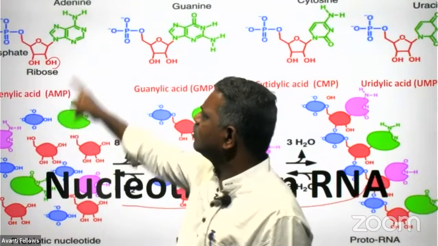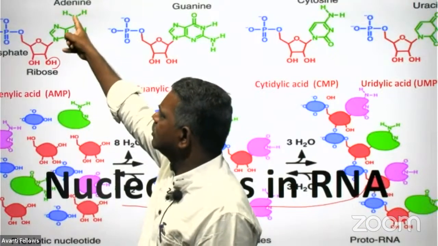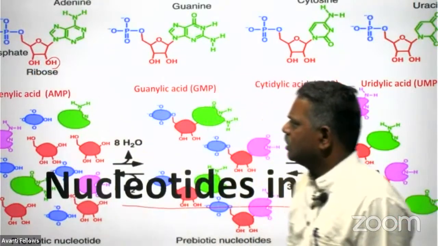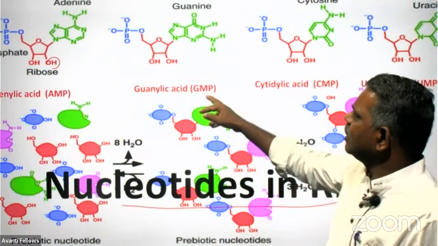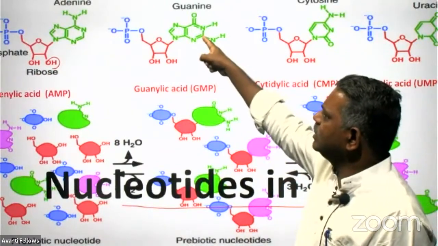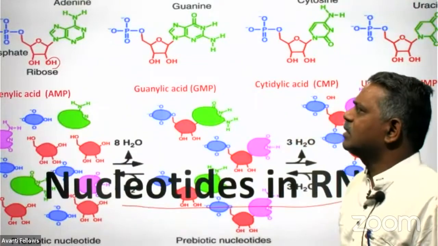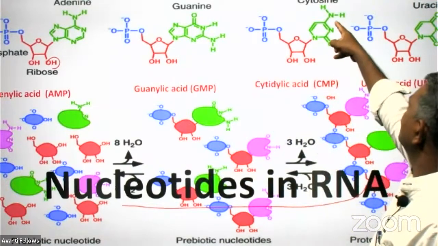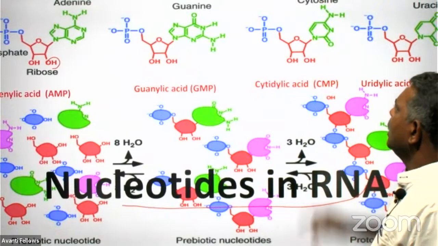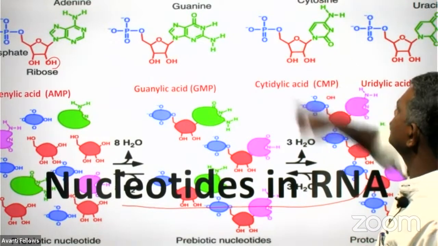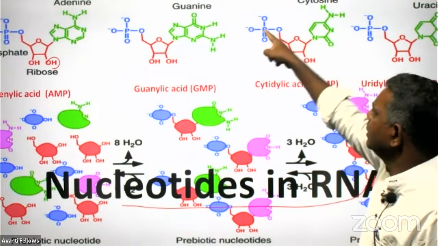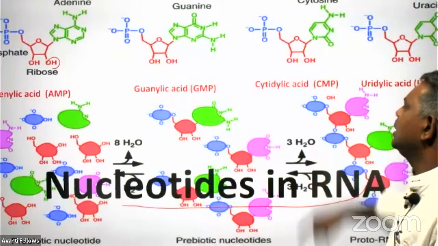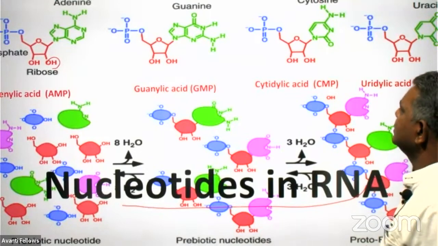Why is it called adenosine monophosphate? Because the nitrogenous base is adenine, and here the sugar is ribose sugar. Then guanylic acid or guanosine monophosphate: here guanine is connected to the first carbon atom of the pentose sugar, which is ribose. The third one, cytosine, is connected to this ribose sugar by the first carbon atom, and the fifth carbon atom is connected to the phosphate molecule, and it is called CMP, cytidylic acid.